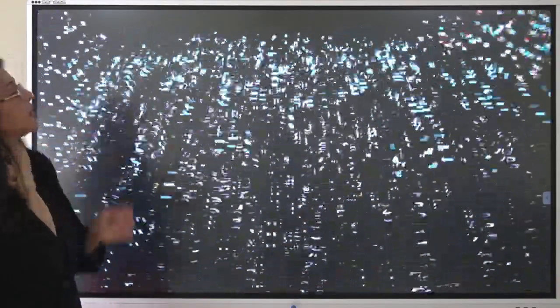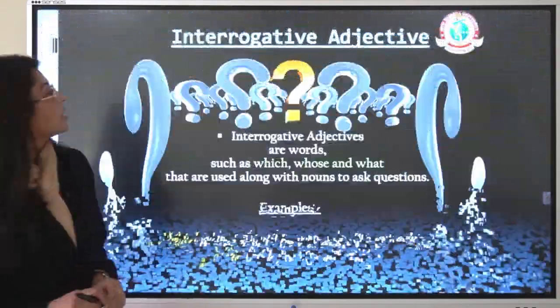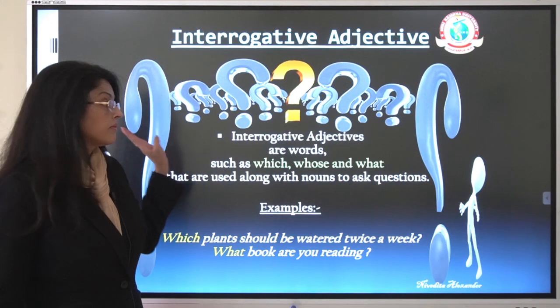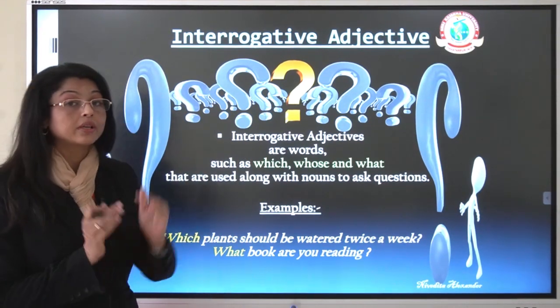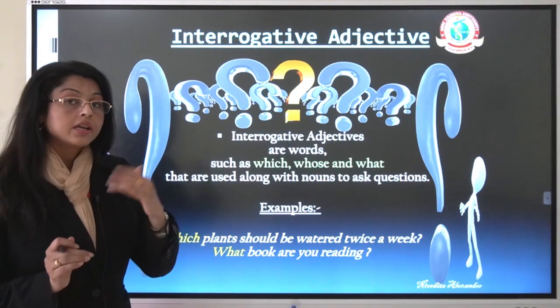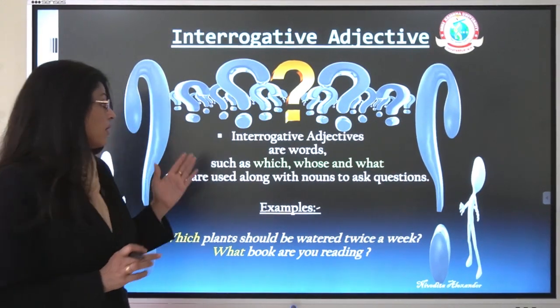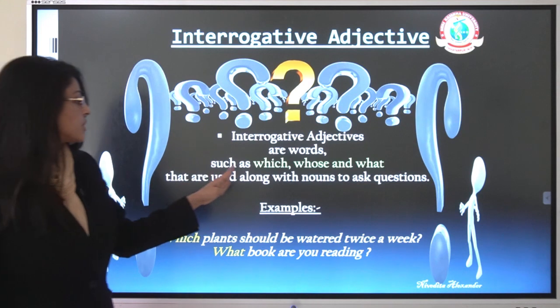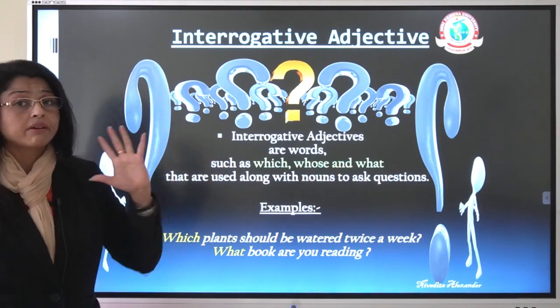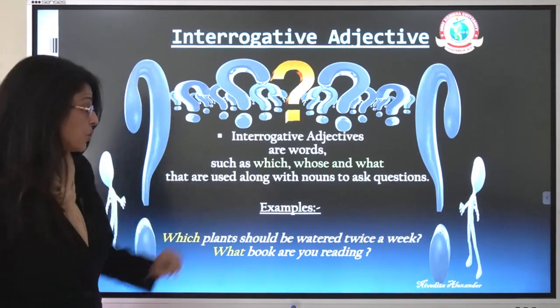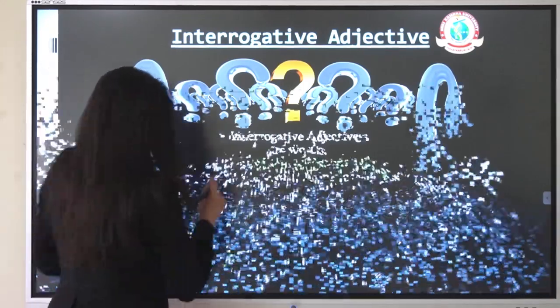Now we are going to see another type of adjective, which is the interrogative adjective. I clearly told you over and over again the word interrogation, where a question is being asked, it is called an interrogative adjective. Now an interrogative adjective is a word such as which, whose and what. These are not all. I told you there are 5 kinds of WH words because they start with WH.